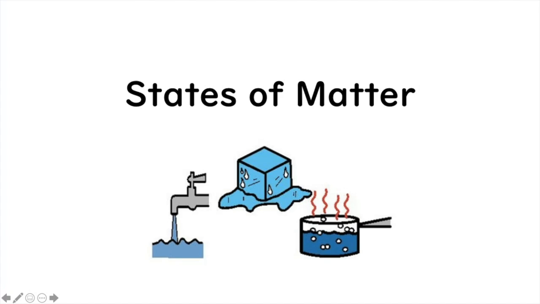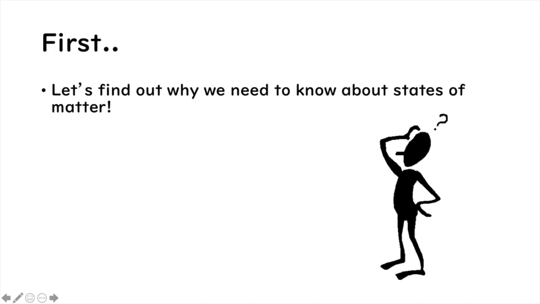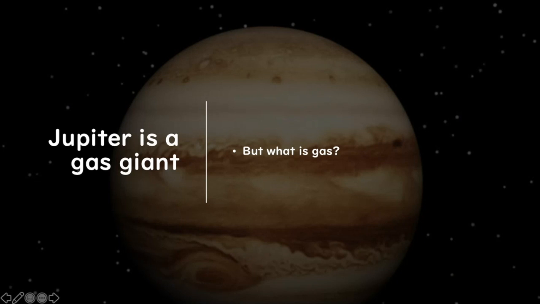Kindergarten. Today we're going to start learning about states of matter. This will help our brains get prepared, or ready, to learn all about outer space. First, we need to find out why we need to know about this thing called states of matter.